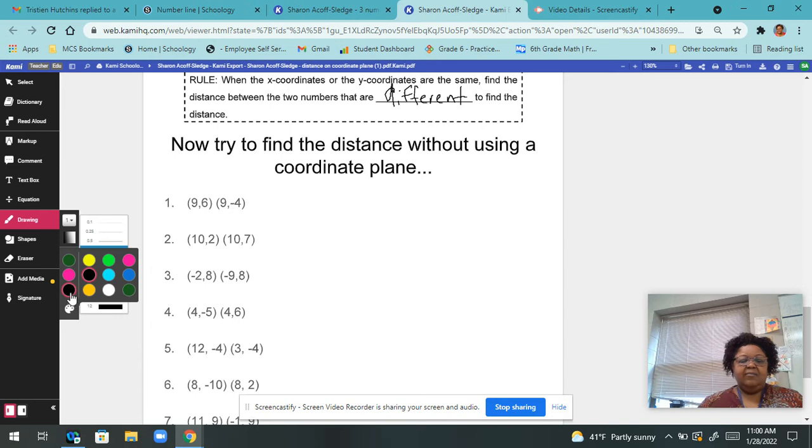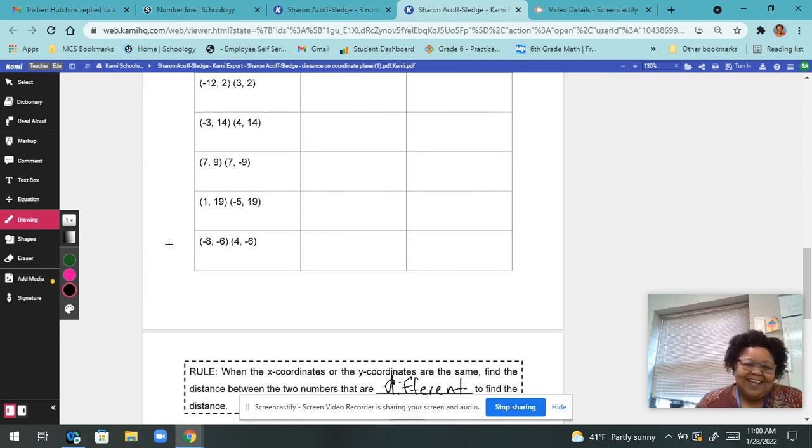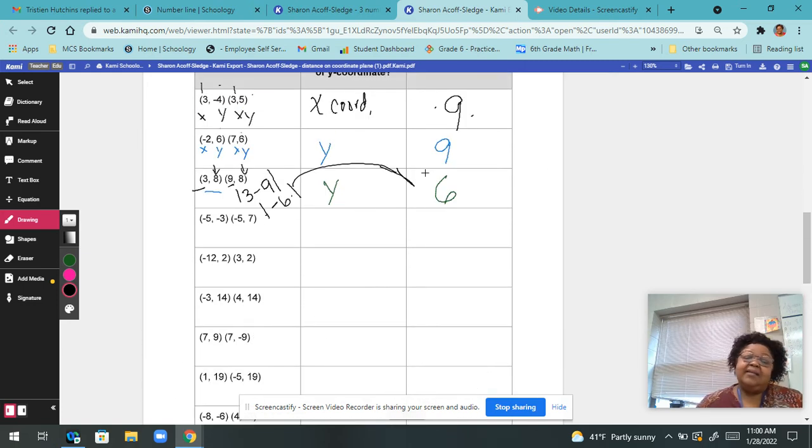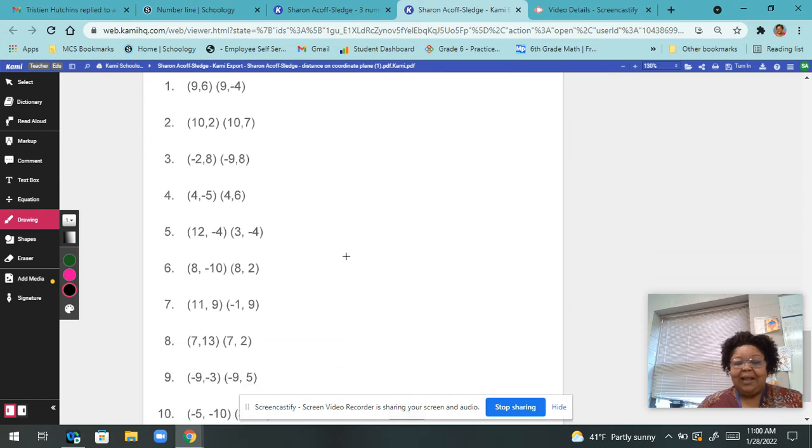So when we get to this part, it's asking us to use what we learned from the first part. Now I want you to finish working these so you can get it down in your soul that that's what we're doing. So go ahead and plot them and count the distance. And then as we get into the next indicator, we're going to have to know how to find the distance without actually having to plot them.